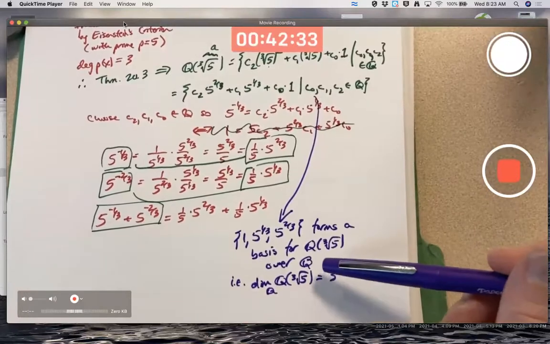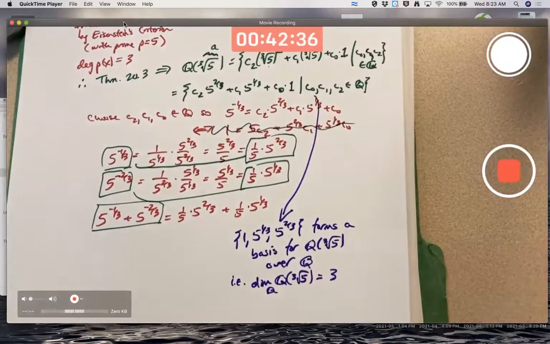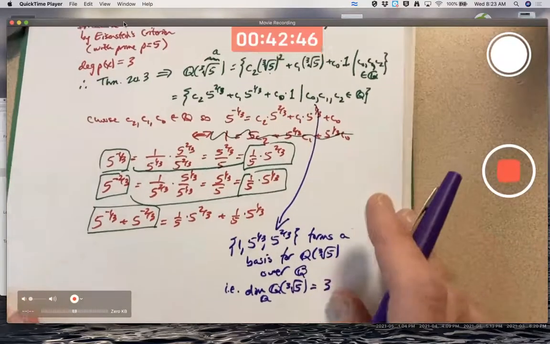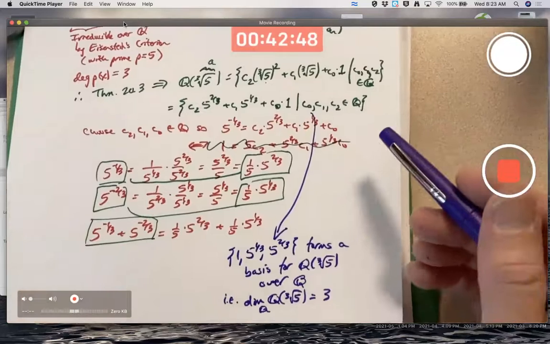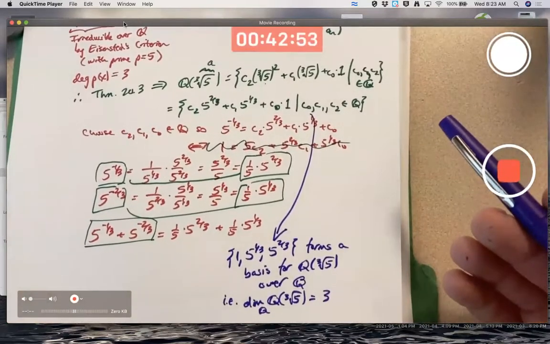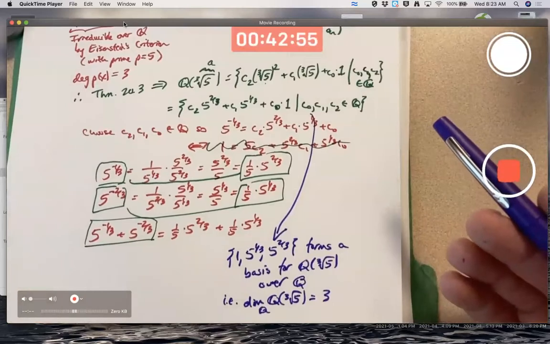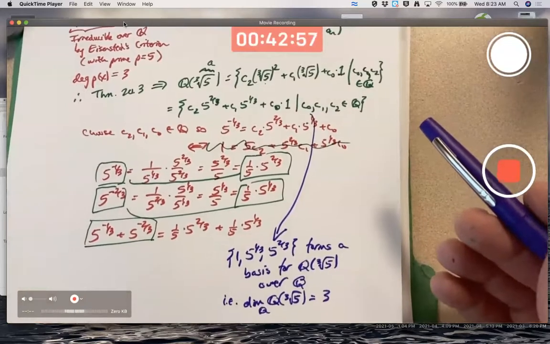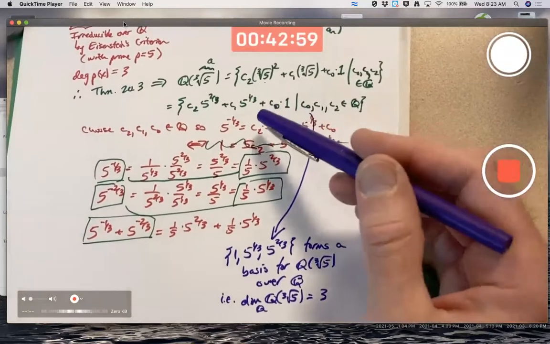This thing, Q of cube root of 5, is both a field and a vector space. And that's not a contradiction to say it's both, if that's confusing. It's a field. We can add and multiply things in the field, and it's still in the field. We can find inverses of elements.